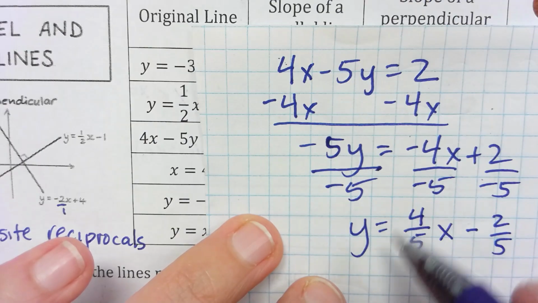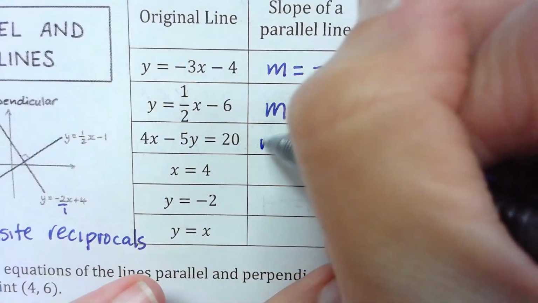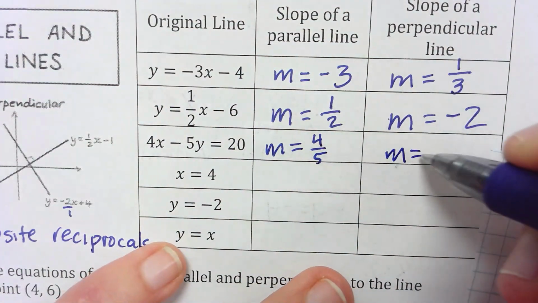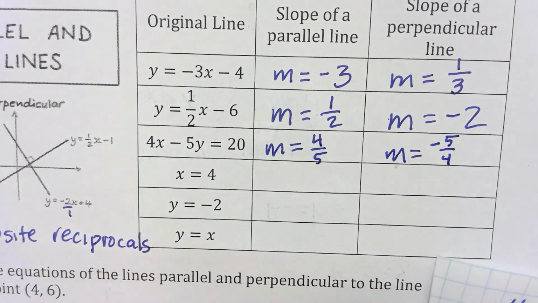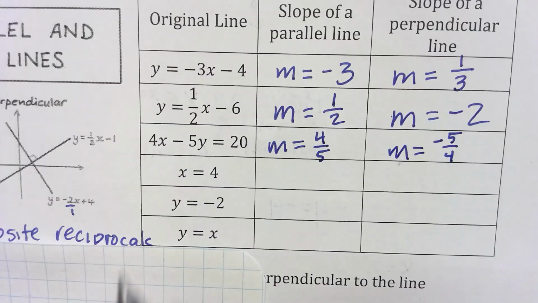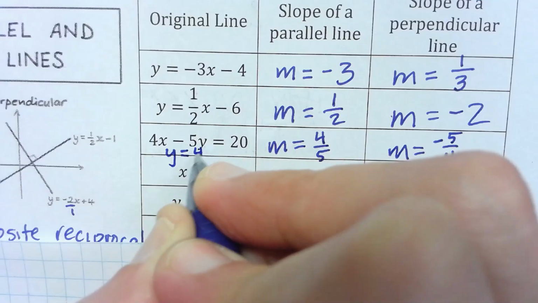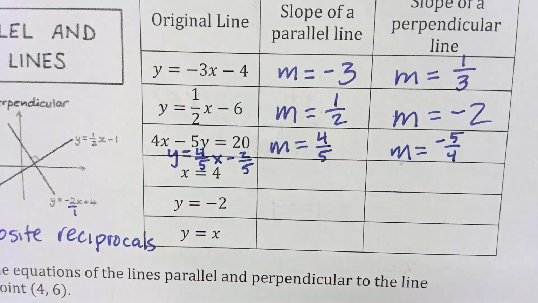So a parallel line would have the same slope, 4/5, and a perpendicular line would have the opposite reciprocal slope. Maybe I'll have to squeeze this underneath here. Y equals 4/5 x minus 2/5. Okay.